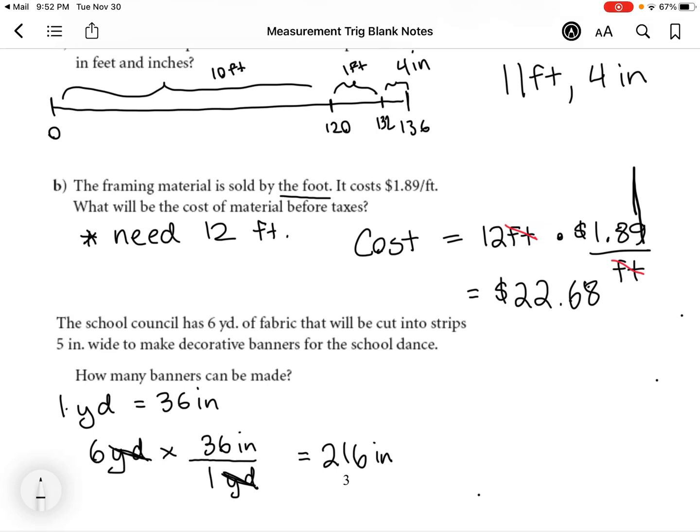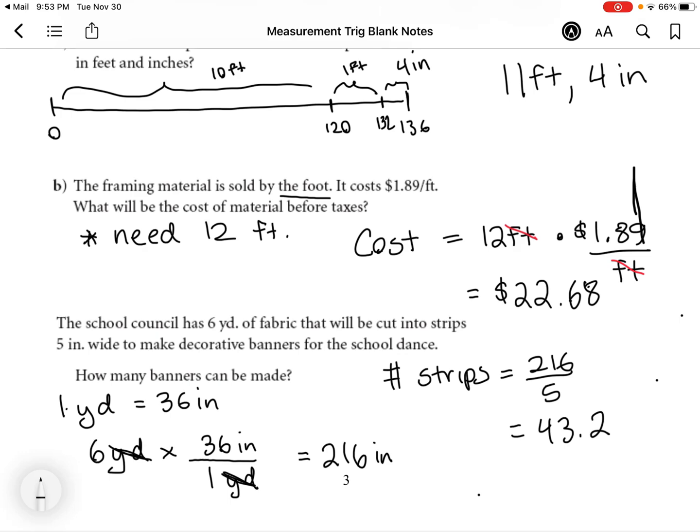Okay? So now we want to know how many 5-inch chunks we can make, right? So if we have a total of 216 and we want to know how many little strips, it would be 216 divided by 5. And that is 43.2. Okay, now we want to know how many whole strips we can make though.